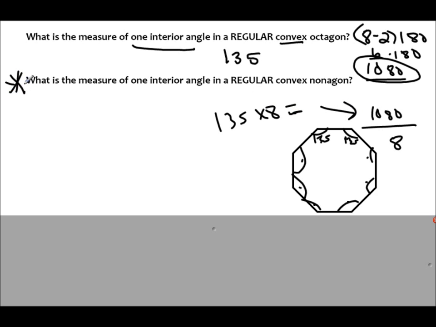Alright, I'd like you to pause the video and see if you get what I get for the interior angle, just one of them, of a regular convex nonagon. And you should have gotten 140 degrees.